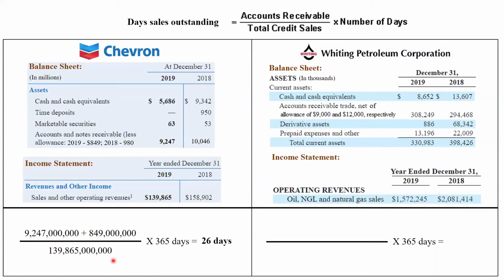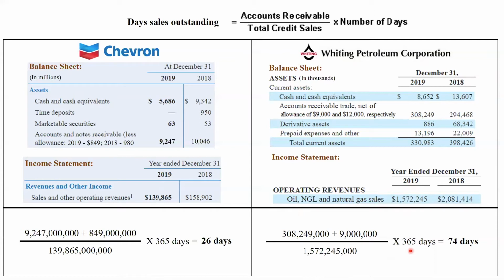Okay, now let's calculate the same for Whiting Petroleum. The numerator here, total gross accounts receivable, is 308,249. That's net accounts receivable plus $9 million for the allowance. And the denominator is $1.5 billion for their total sales. And when you multiply this fraction times 365 days, you get 74 days. So this is a significant difference between Whiting and Chevron.